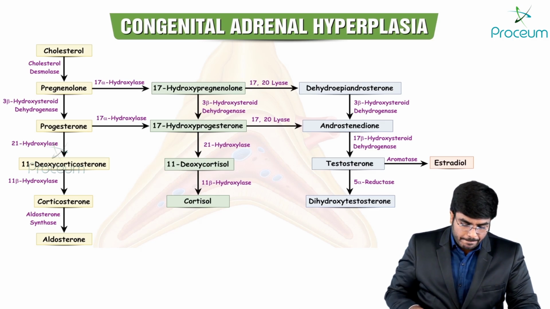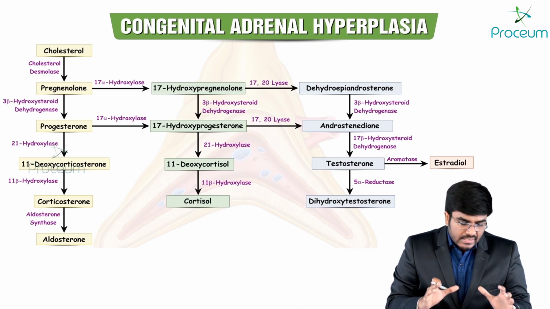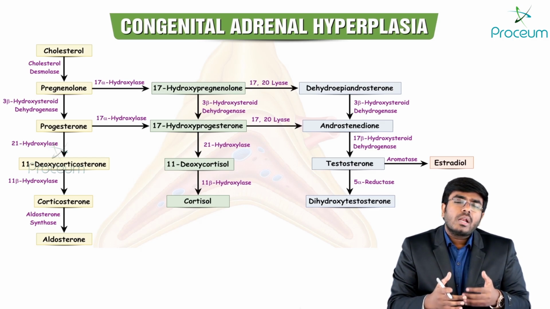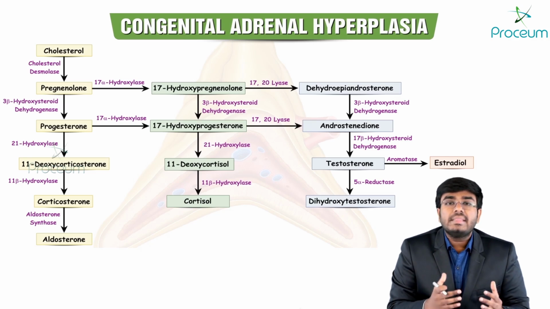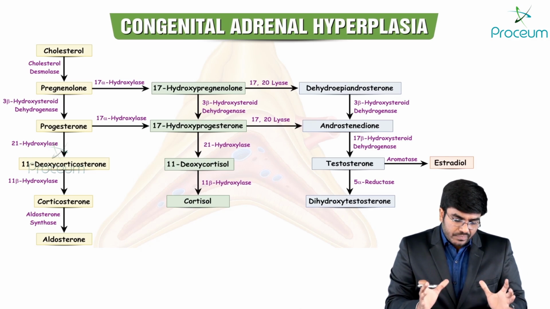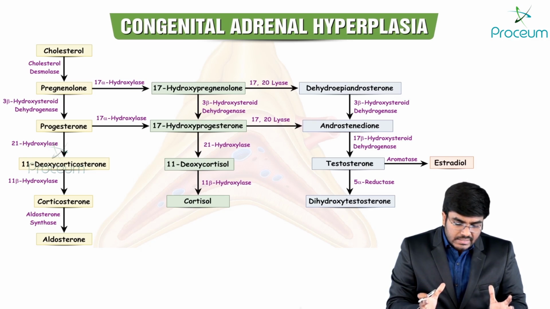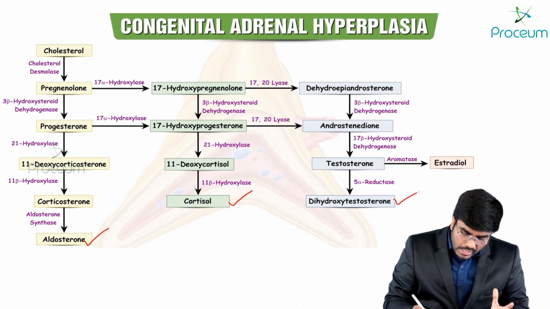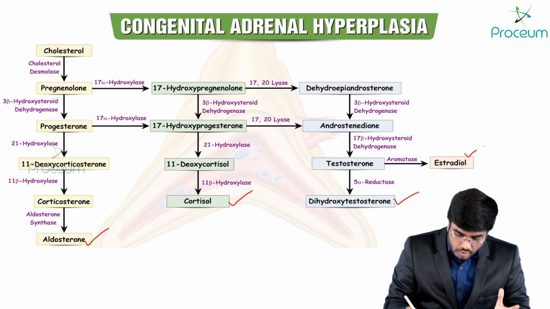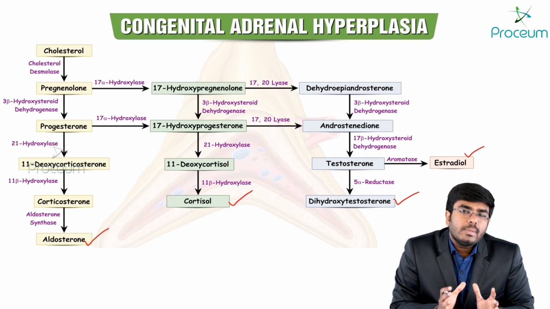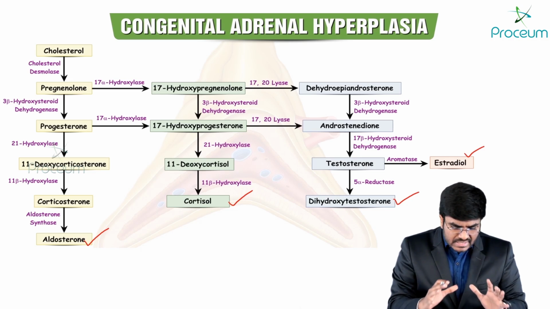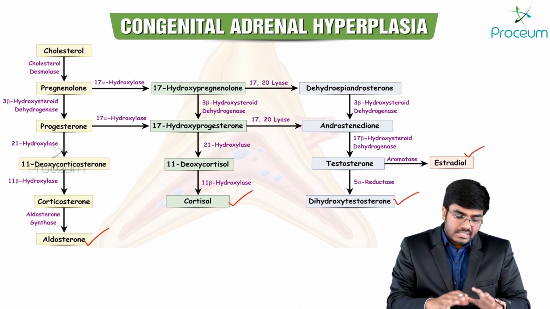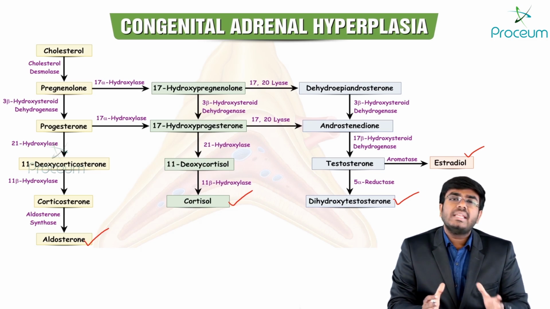Let's see. Guys, this slide is depicting steroidogenesis, or corticosteroid production in the adrenal gland. This flowchart depicts the production of different hormones like aldosterone, cortisol, dihydrotestosterone and estradiol. All these hormones are produced in the adrenal glands. This slide is a bit complex, so I will explain this topic of congenital adrenal hyperplasia in a simple way.